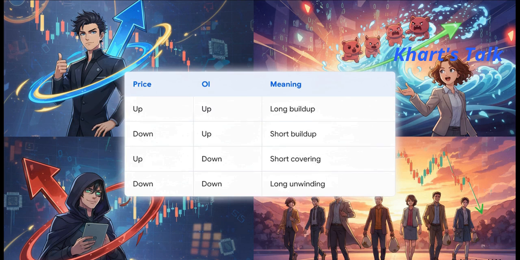Now, if the price shoots up but OI drops, that's short covering. The bears are getting squeezed and running for the exits. And if both the price and OI are dropping together, that's long unwinding, meaning the early buyers are simply packing up and taking their profits.